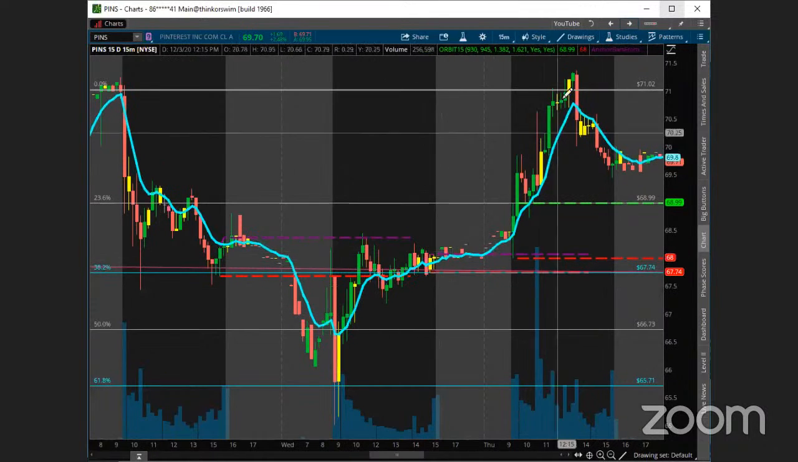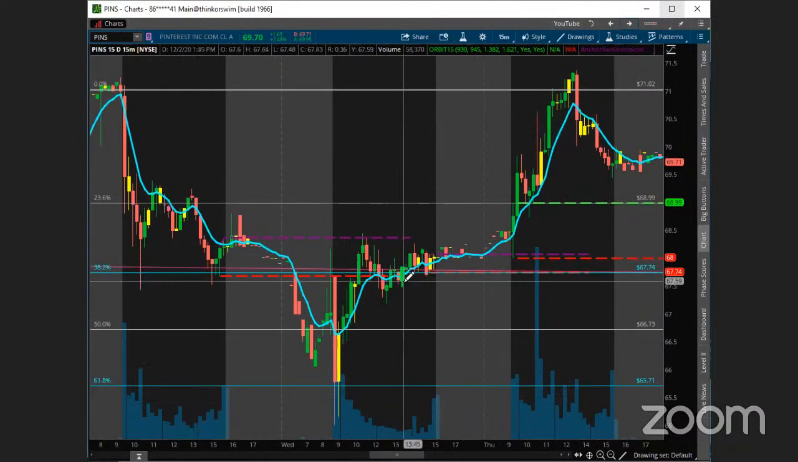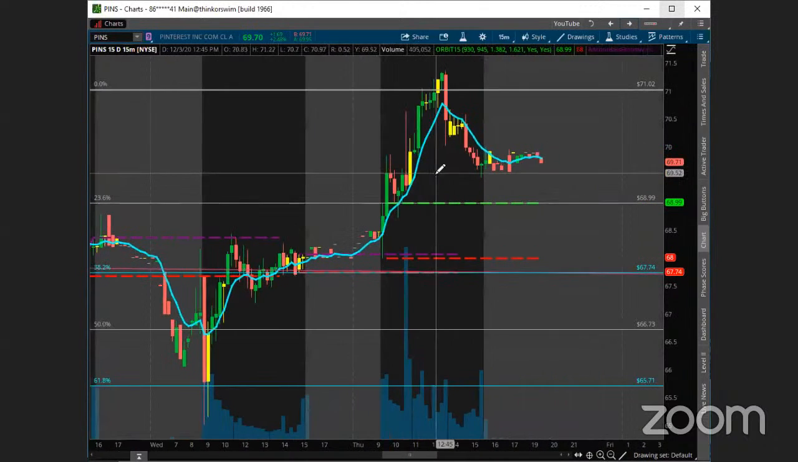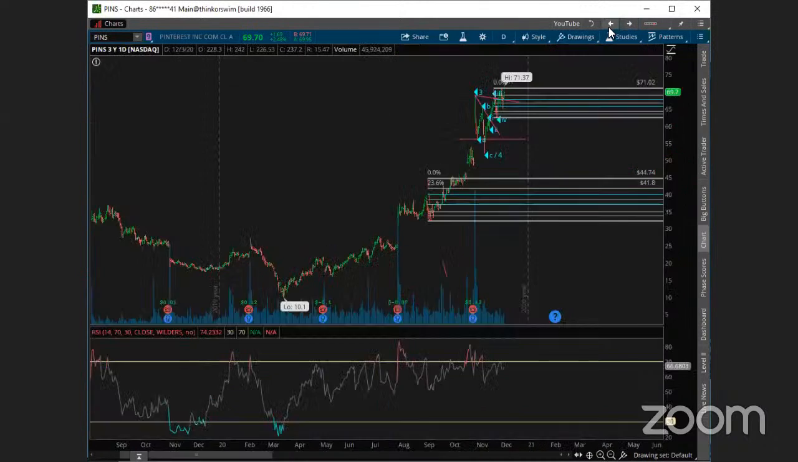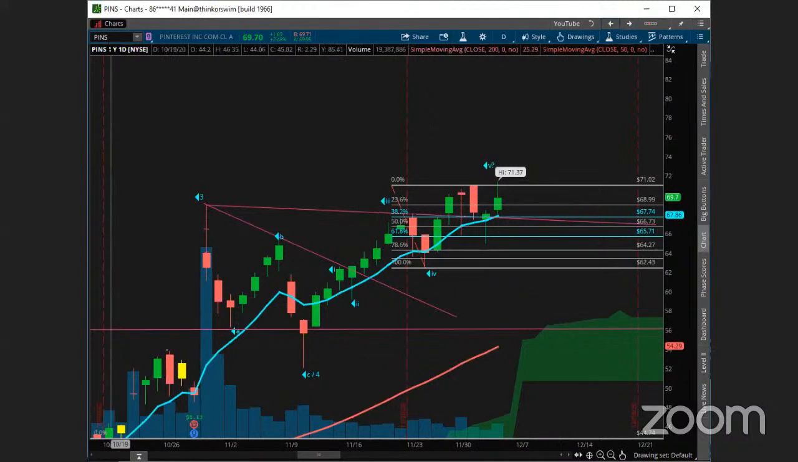So the idea is to get long there, right? Try to hold this thing for a runner, right? And then you can move stops up to break even and let the runners run. So that's the idea with PINS. Let's see if that can get some more follow through to the upside. It did leave kind of a nasty upper shadow today. So we've got that going on.